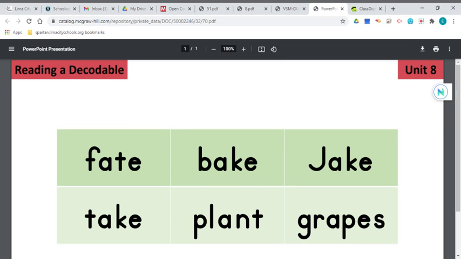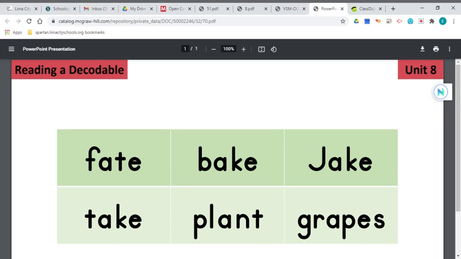Now, let's move down to the next row. There it is again, silent E, helping this A become a long A. Say its name, A. Ready? T says T, long A says A, and K says K. Put it together for me. T-A-K, take.